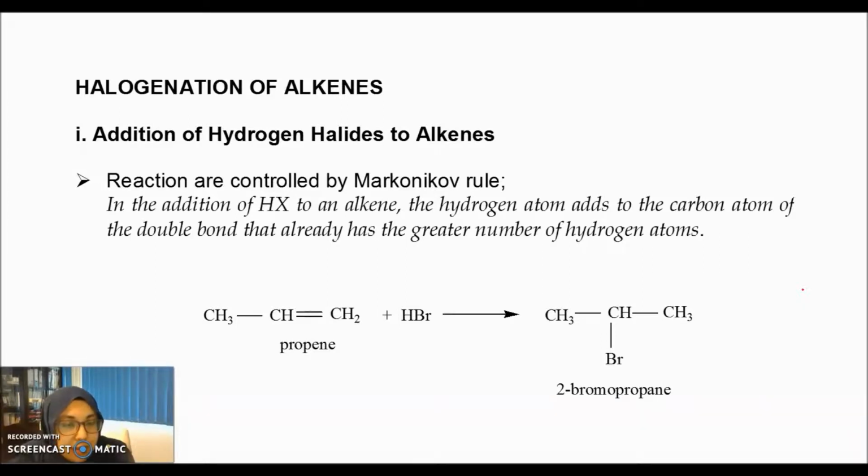For example, in this case of propene, we have this carbon with one hydrogen, and we have this carbon with two hydrogens. Because of the principle of adding hydrogen to the carbon with more hydrogen, we add hydrogen here, and then bromine will be added to the middle carbon.